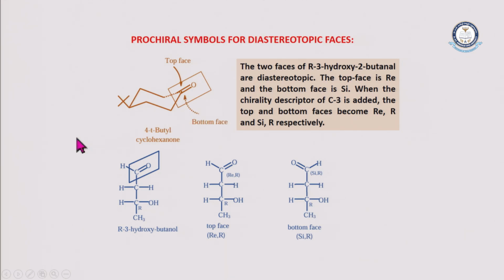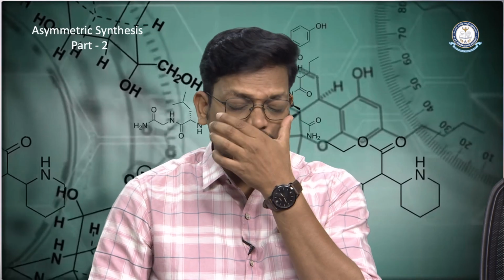So here also you will get two different isomers. In earlier cases we got enantiomers, which have the same physical properties and different chemical properties, but this time we got diastereomers, which have different physical and chemical properties and are non-superimposable, non-mirror images. So this is about the classification of Re face, Si face, and everything: prochirality. That's all about prochirality.